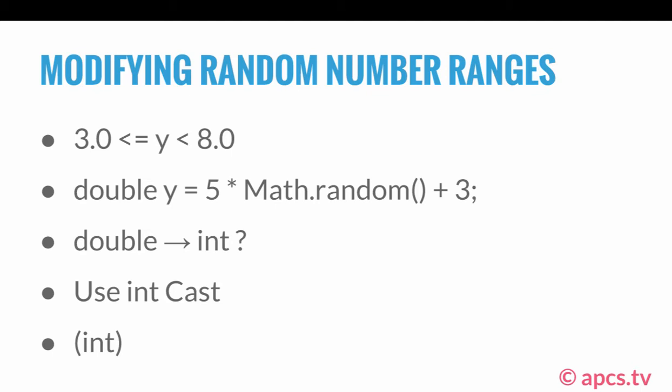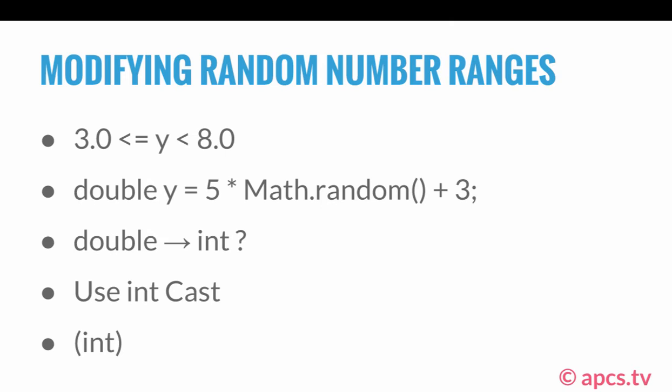So clearly you can see a pattern here. Let's say that we remove the plus 3 from this declaration, then it would be double y equals 5 times Math.random. And what would happen then is that y would have a value from 0.0 to 5.0. But by adding 3, we're increasing the minimum and the maximum. So by adding on 3, we're going from 0.0 to 3.0, and we're going from 5.0 to 8.0.